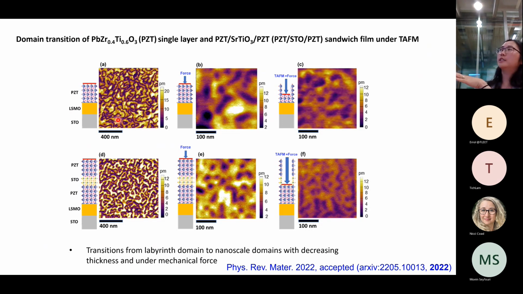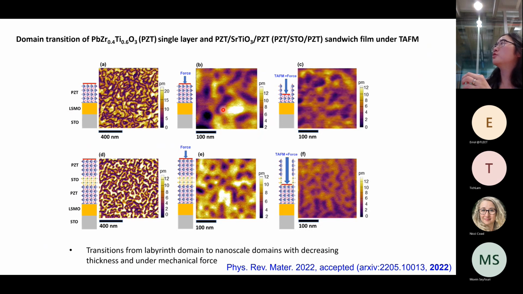So this sample has a different composition, so it's not a scroll bubble domain. I need to mention that. Let's compare these two images. Both have a force and, on top, a single PZT layer. This one is after we remove the top surface until we reach the bottom PZT. So basically at this interface, the conditions are exactly the same.